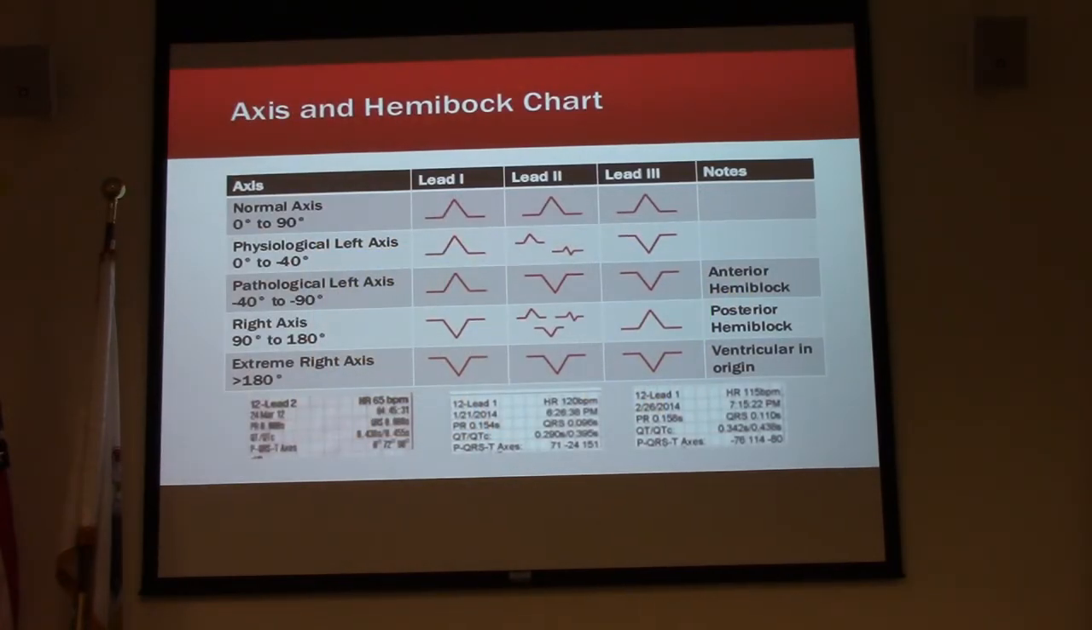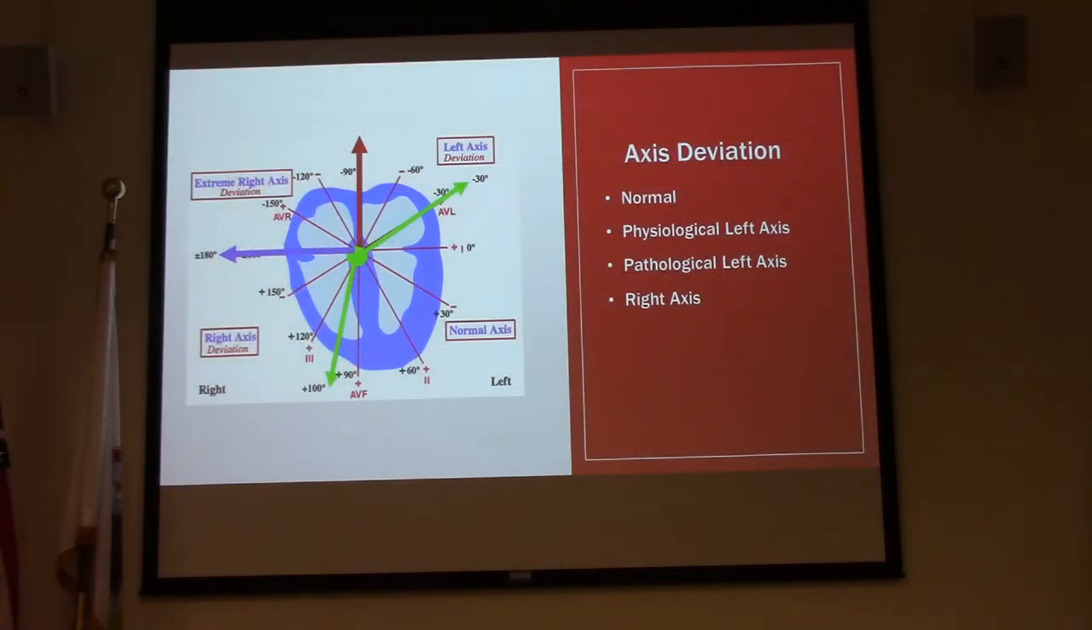This is the chart that we use. Now, some people like to look at patterns and they'll say up, up, up is a normal axis. Other people like to look at numbers. If you're looking at 0 to 90, that equals a normal axis. We should see that on almost every one of our patients. If we see a 0 to negative 40, electrical activity comes down and bumps up into here, that is what we call a physiological left axis. That's fairly common for most people. We don't get too upset about it. They're usually asymptomatic. It's not generally any type of issue.